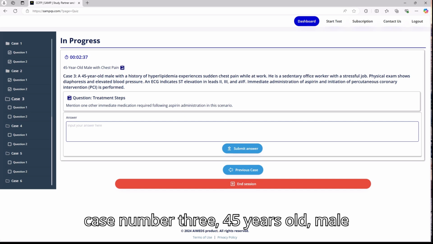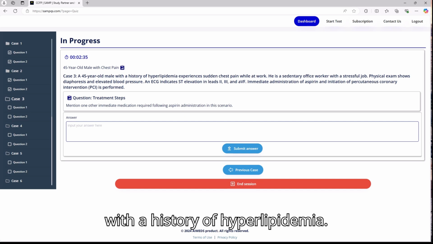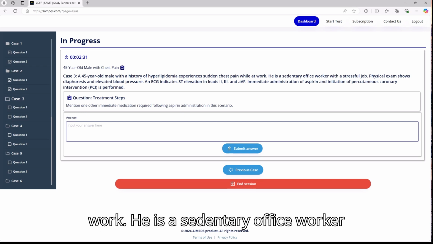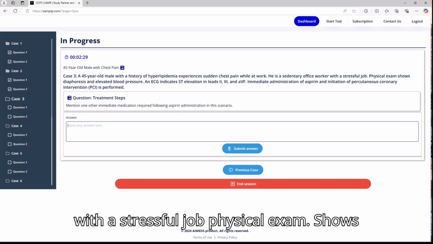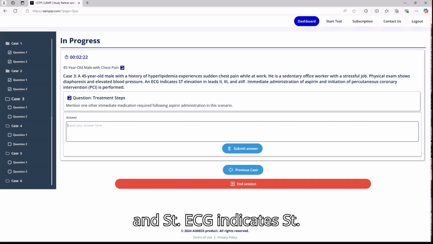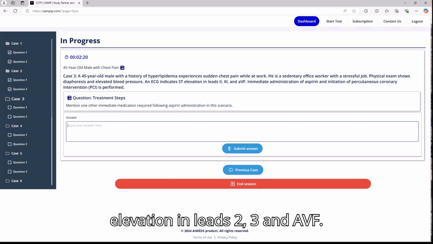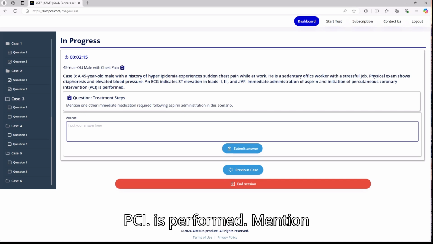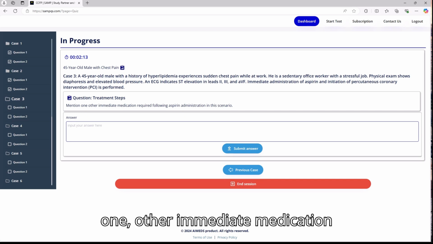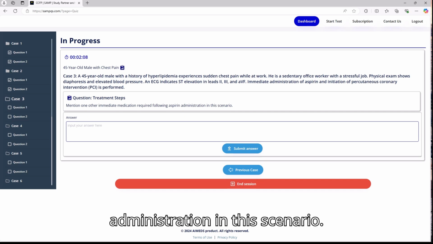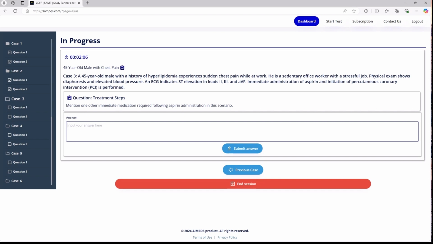So case number 3, 45 years old male with a history of hyperlipidemia experiences sudden chest pain while at work. He is a sedentary office worker with a stressful job. Physical exam shows diaphoresis and elevated blood pressure, and ECG indicates ST elevation in leads 2, 3 and AVF. Immediate administration of aspirin and PCI is performed. Mention 1 other immediate medication required following aspirin administration in this scenario.